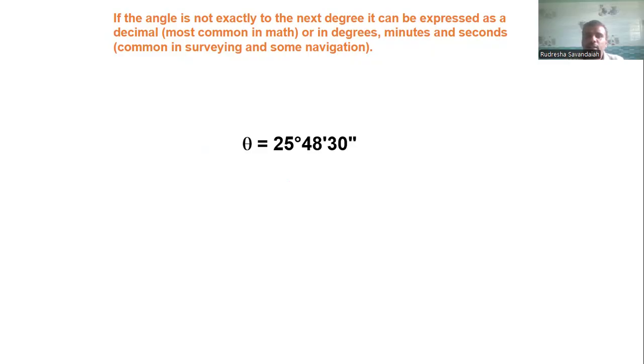If the angle is not exactly to the next degree, it can be expressed as a decimal, or in degrees, minutes and seconds. Please look here. First theta will be measured in degrees, and then minutes, and then seconds.